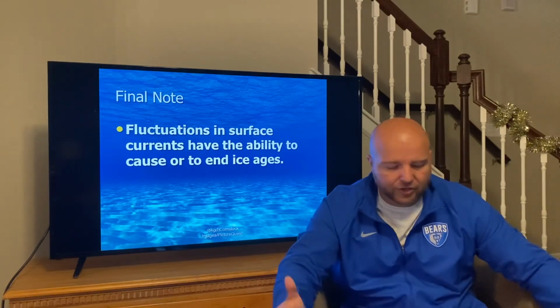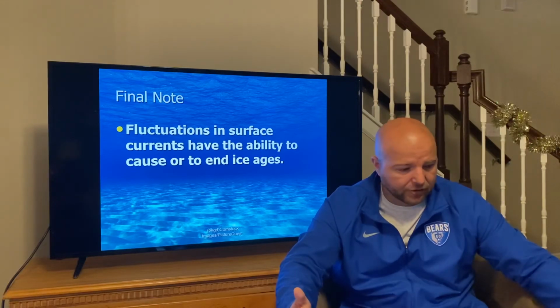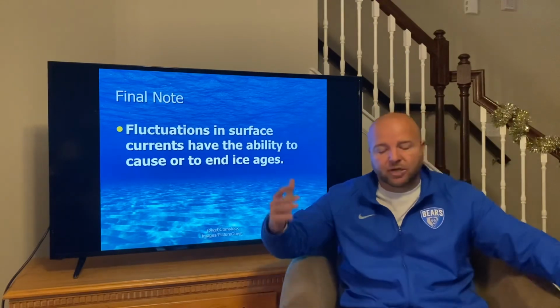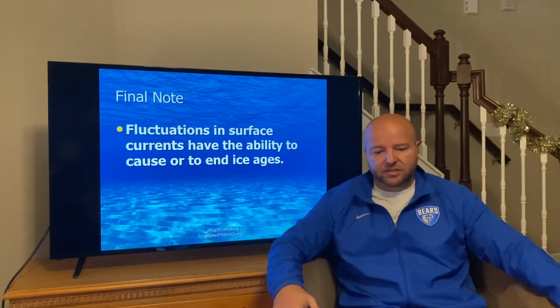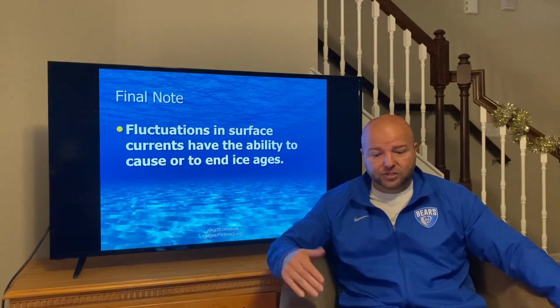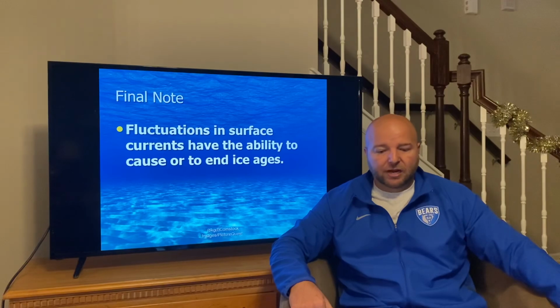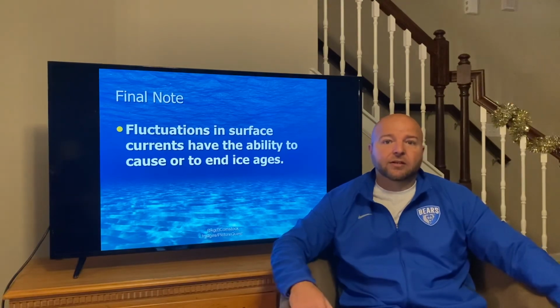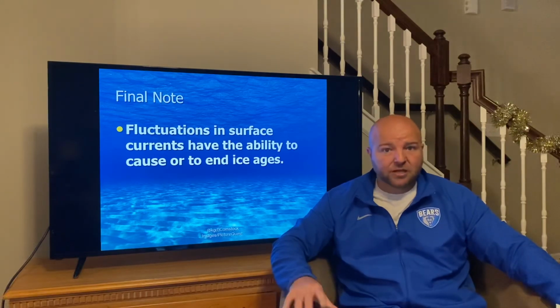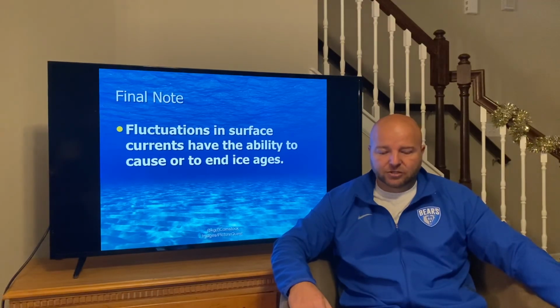And our final note here, you can go ahead and include this under Great Ocean Conveyor, even just on the very bottom of the page, but there is a test question related to this. So fluctuations in surface currents have the ability to cause or end ice ages. So if anything changes in the way that this water is moving, then it has the ability to potentially cause an ice age. We're gonna leave it at that for our surface circulation.